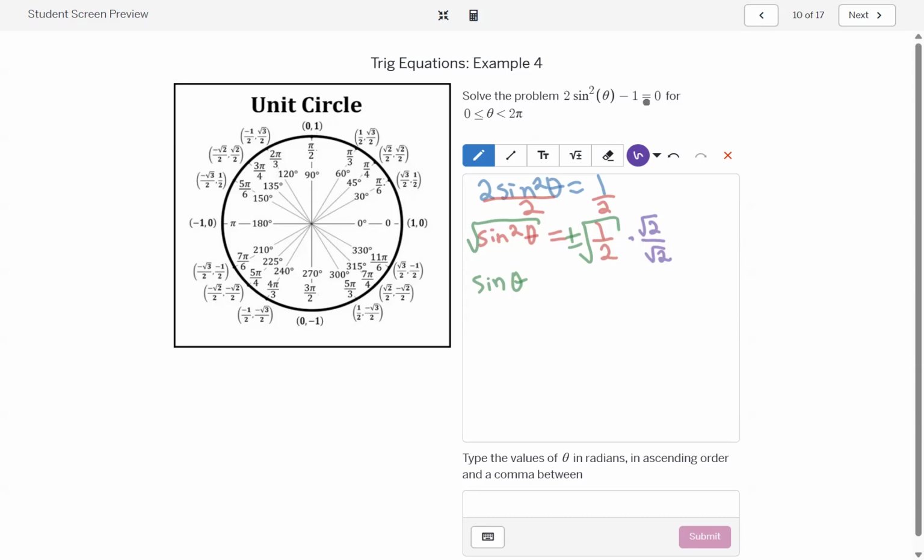So this is really the square root of 2 over square root of 2 times square root of 2 on the bottom would be square root of 4, which is 2. So this is sine theta equals positive square root of 2 over 2 and sine theta equals negative square root of 2 over 2.